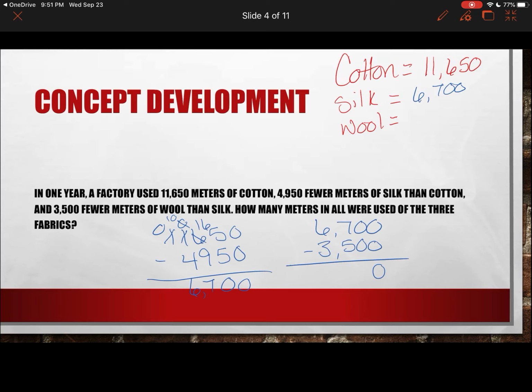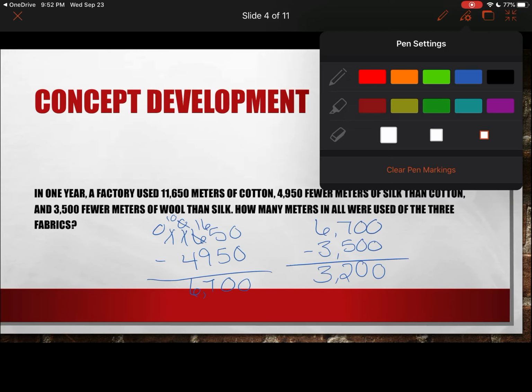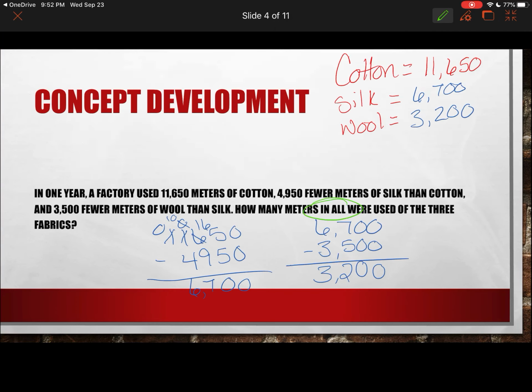So 0 minus 0 is 0, same. 7 minus 5 is 2, 6 minus 3 is 3. So wool is 3,200. Now we have our totals for cotton, silk, and wool. The final question asks how many meters in all were used of the three fabrics. When the problems use words like in all, it wants you to add. So pause the video so you can add these three numbers together and get your total.